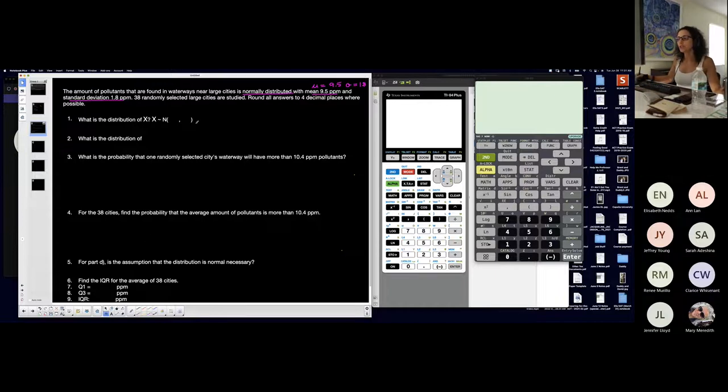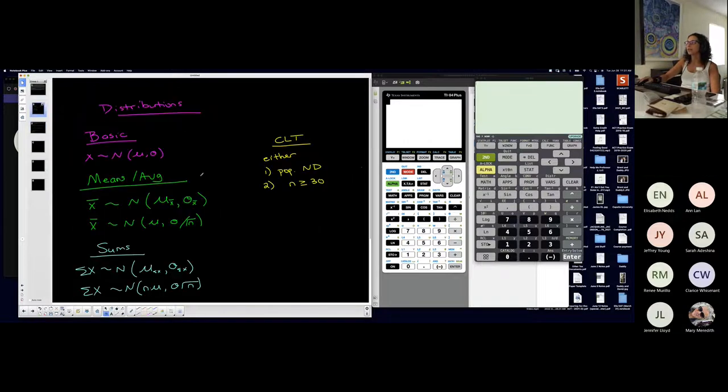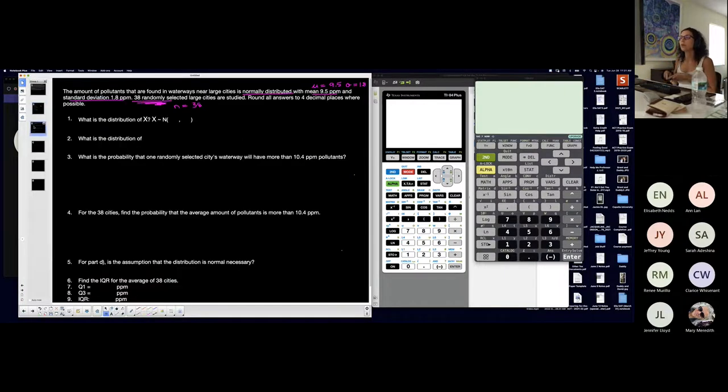Now, check this out. 38 randomly selected large cities are studied. So I'm selecting a sample from the population. My sample size, lowercase n, don't confuse it with the other one, is 38. The sample size is also greater than or equal to 30, so I have some good stuff when it comes to the central limit theorem. My requirements are met: the population is already normally distributed, and the sample size is greater than or equal to 30.